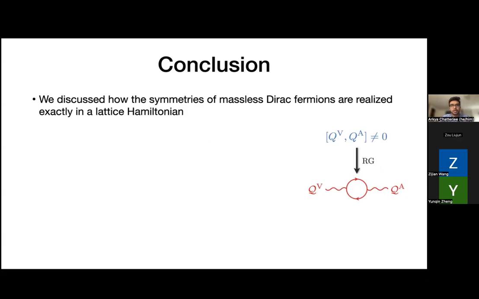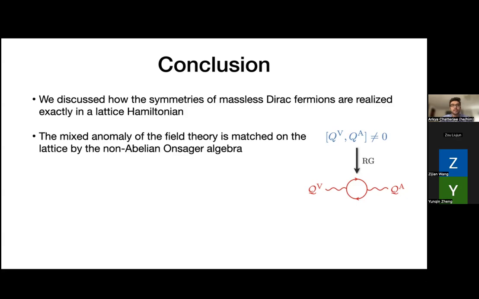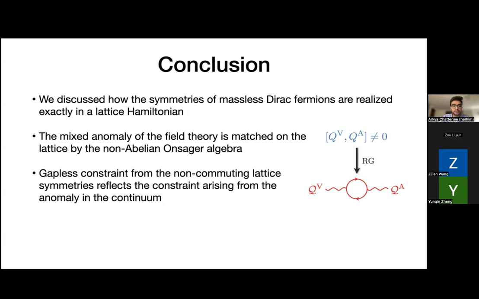So in this talk, we discussed how the symmetries of the massless Dirac fermion in 1+1D are realized exactly in the lattice Hamiltonian as U1 symmetries. And we discussed how the mixed anomaly of the continuum symmetries is matched by this non-abelian structure, namely the Onsager algebra. And we discussed how a gapless constraint emerges from this non-commuting structure of the symmetries. It reflects and closely parallels the constraints arising from the anomaly in the continuum, which rules out symmetric gap opening deformations when you assume both QV and QA.